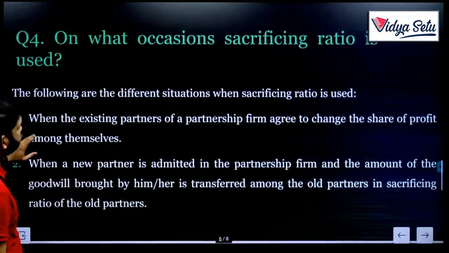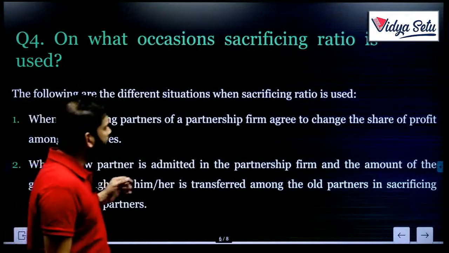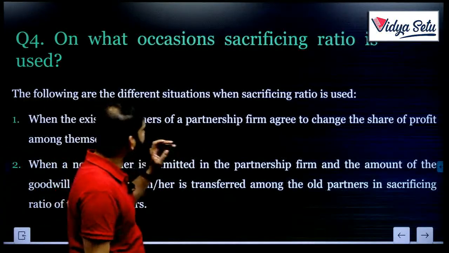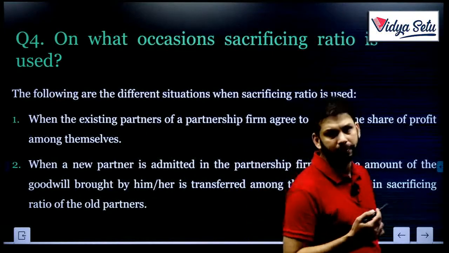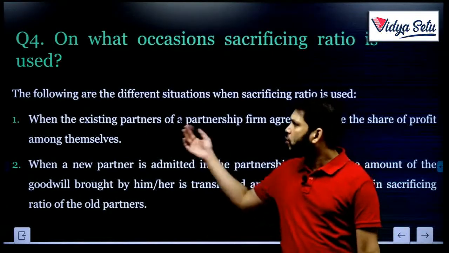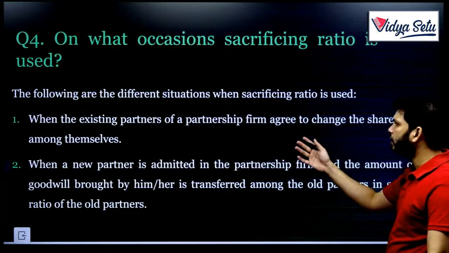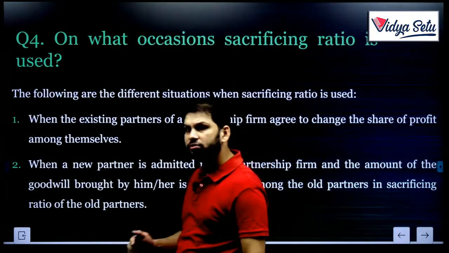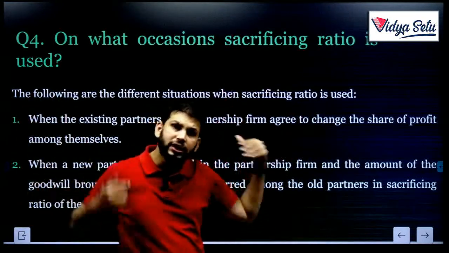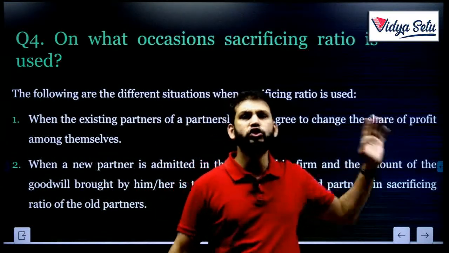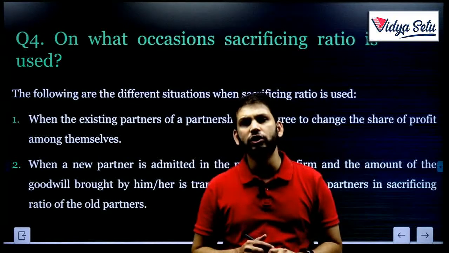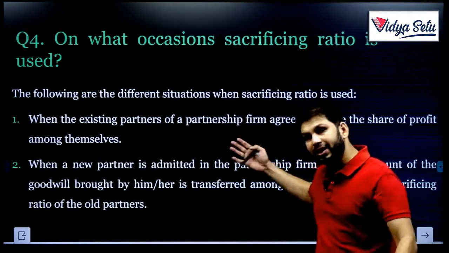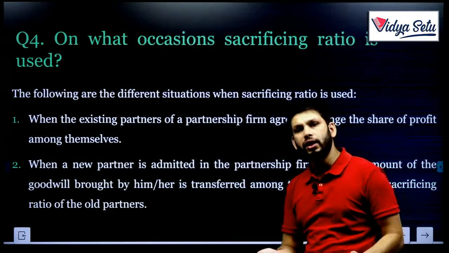The fourth question here is, on what occasion is sacrificing ratio used? So the following are the situations when the sacrificing ratio will be used. The first situation is when the existing partners of the partnership firm agree to change their share of profit amongst themselves. So no new partner is coming in. See, this was, I guess, the last topic, change of profit sharing ratio amongst the existing partners. So no new one is coming, still someone will gain and someone will lose.